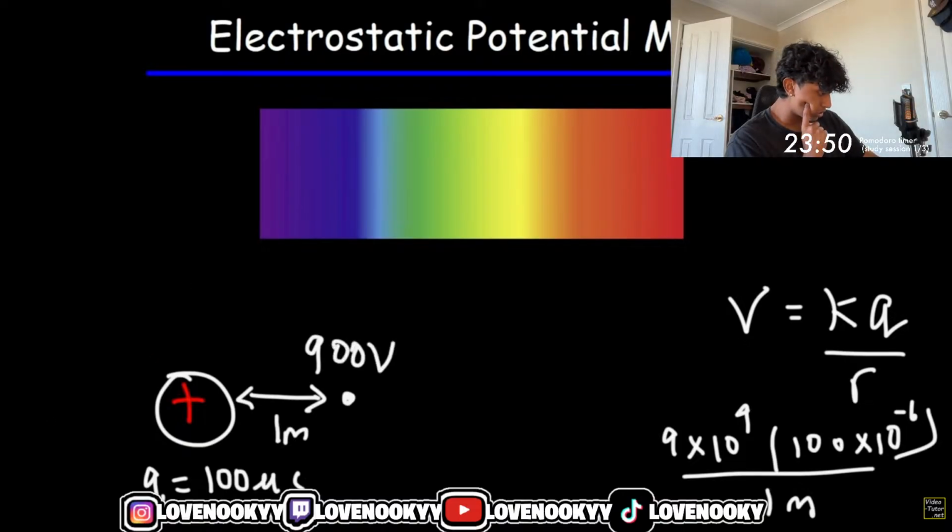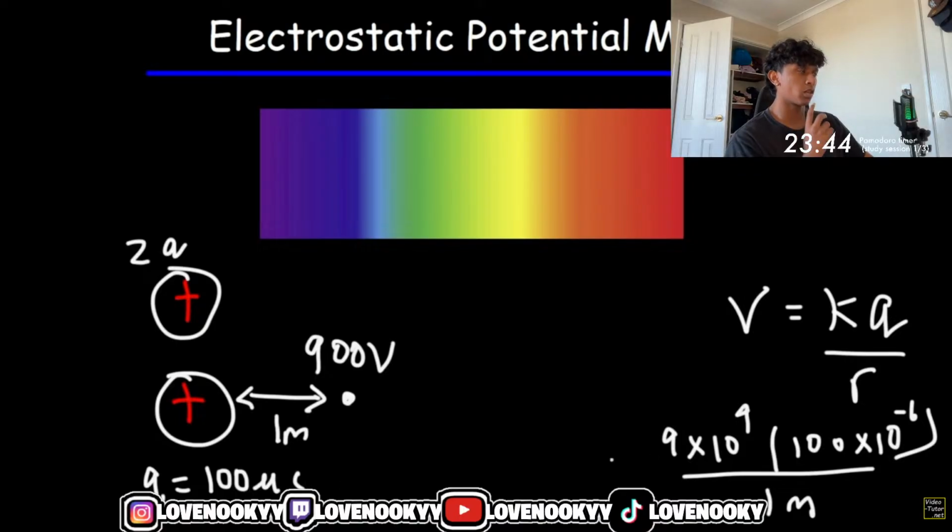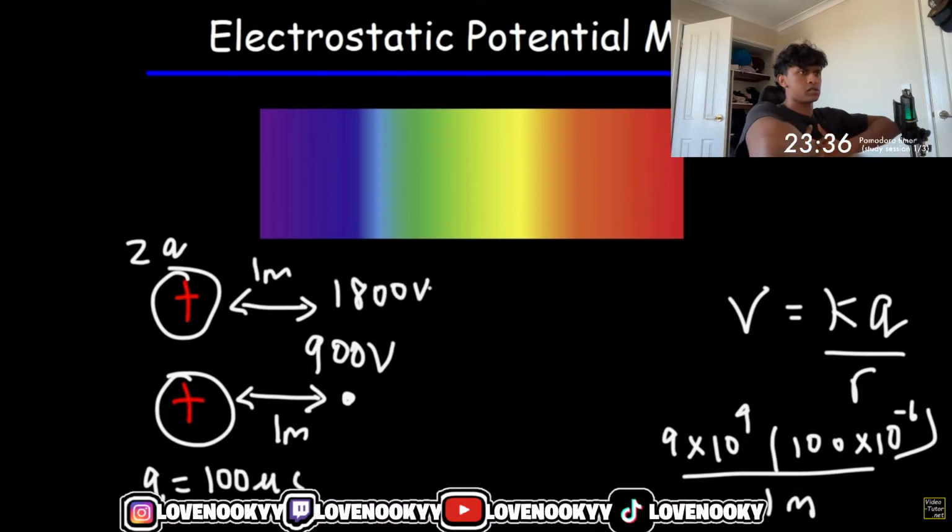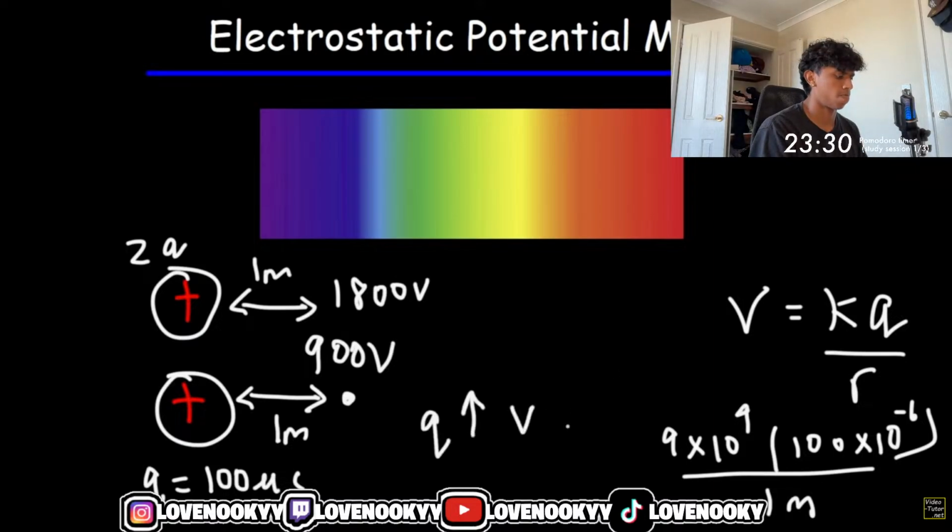Now, let's say we double the charge. Instead of 100, let's say Q is 2 times that value, or 200 microcoulombs. So if we double this number, at the same distance of 1 meter, the electric potential will double to 1800 volts. So as the electric charge increases, the electric potential increases.